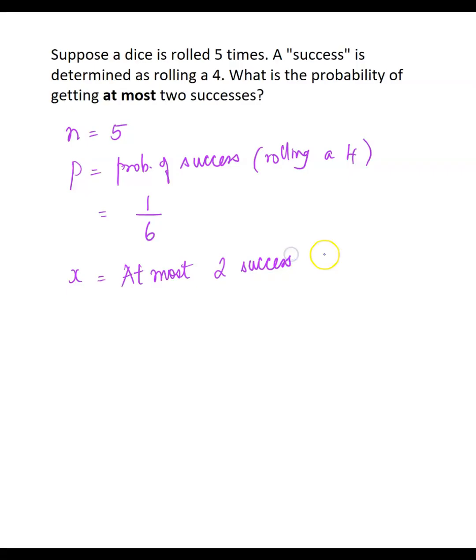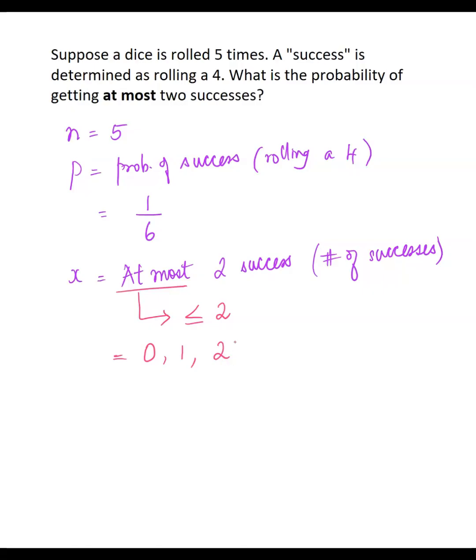X is the number of successes, right? So usually we're given a fixed number, 2 successes. But here they say at most. So at most 2 successes, this language means less than or equal to 2. You can go up to 2. That means there are more than one X value. So your X values are that there are 0 successes, right? That's possible, meaning you didn't roll a 4 at all in those 5 times. So 0, 1 success, 2 successes. So you have 3 options here.